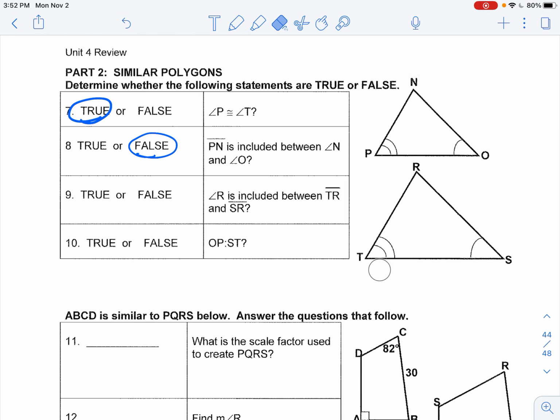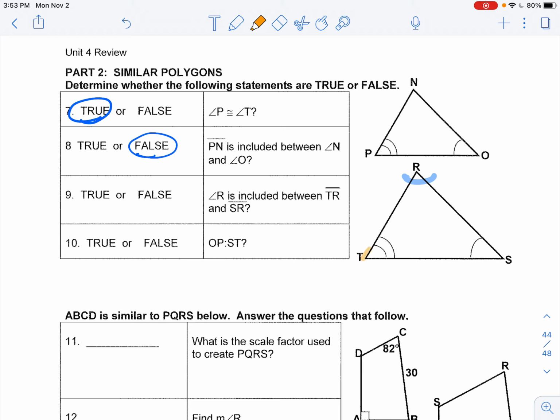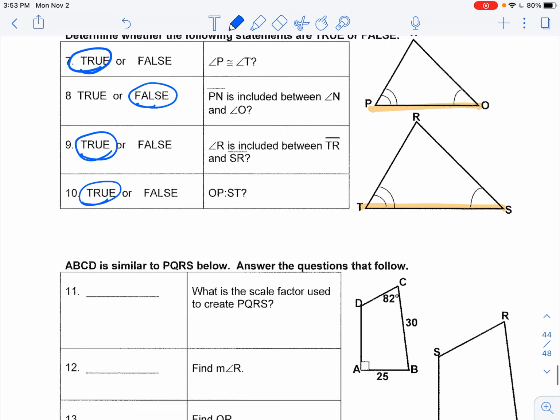All right, let's take a look at the next one. Angle R is included between TR and SR. So I'm looking at angle R. Is it between TR and SR? Yes, that's a true. Is OP similar to ST? So let's take a look at one more. OP, ST, yes, that's a true.